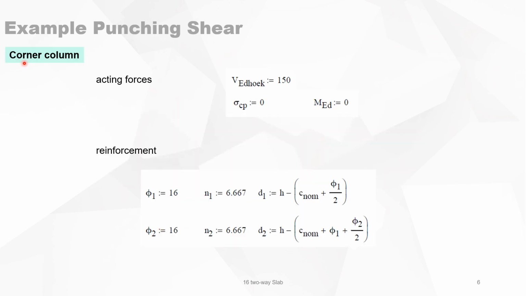We start with the corner column. The acting force is 150. The reinforcement is diameter 16. It's the tension reinforcement, which is the top reinforcement. It's diameter 16 at 15 centimeters center to center, so we have 6.67 bars per meter. The effective depth in the X direction is given by this formula. In the Y direction, or in the other direction, it is given by this equation.